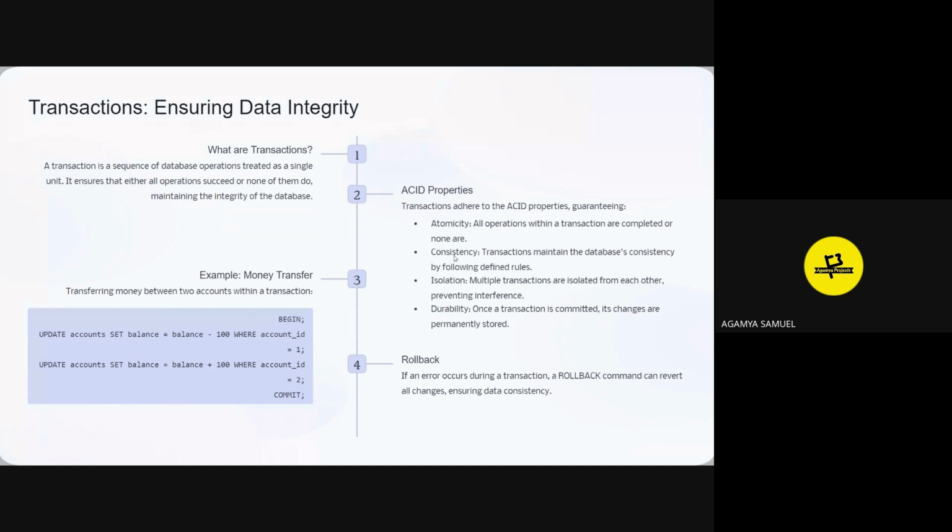Then there is consistency. Consistency basically means that the data stored in the table should be consistent and follow the rules defined by the table schema. If there is a not null property, then we should not be able to insert null data. This is what consistency means. Then isolation means that if there are different transactions, different commands in SQL, they should be isolated from one another and should not interfere with one another.